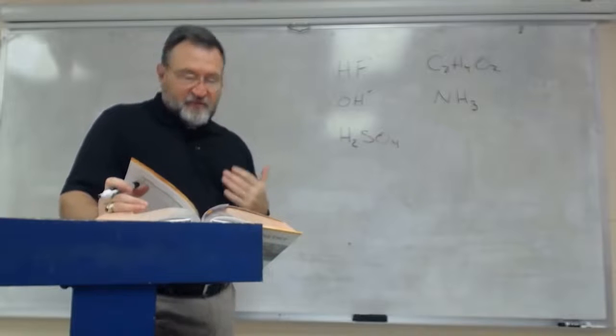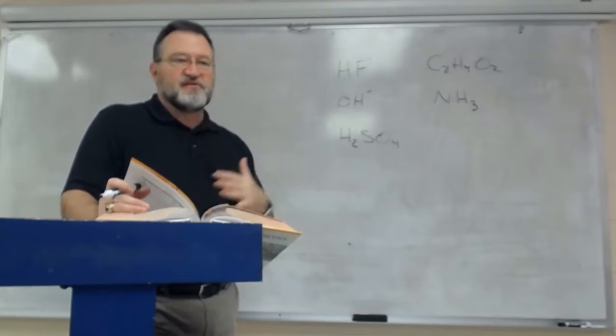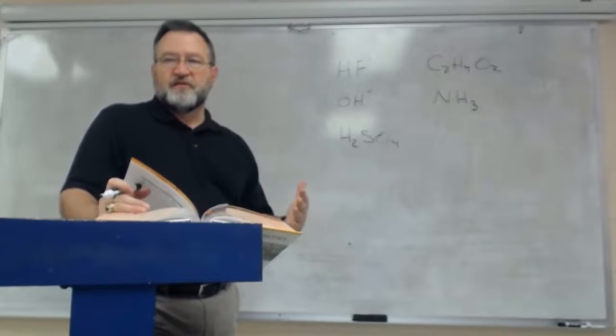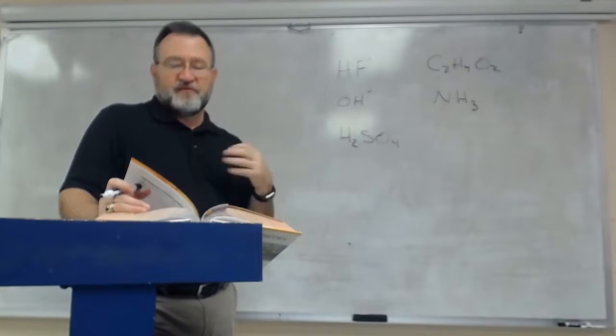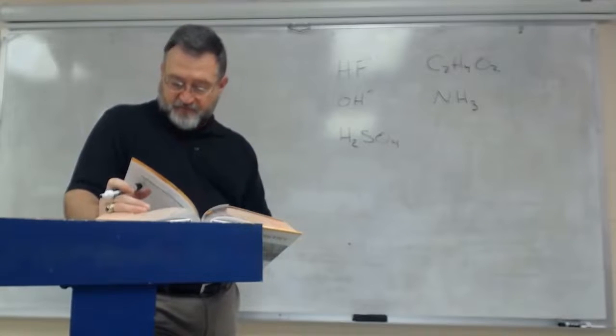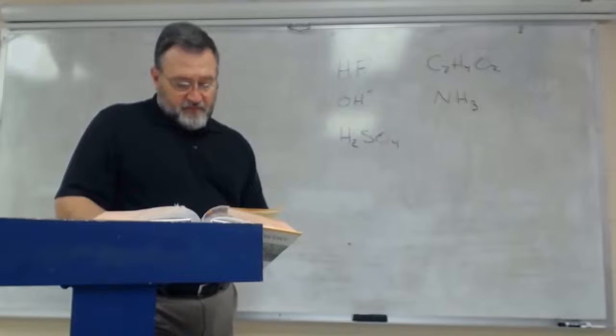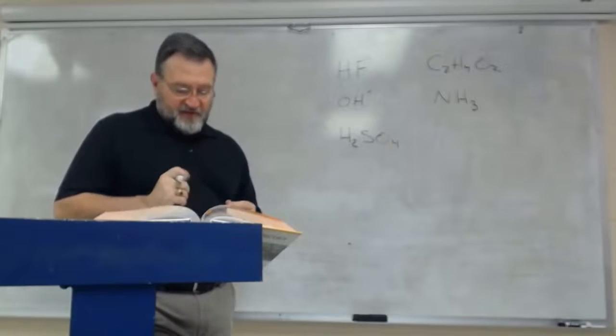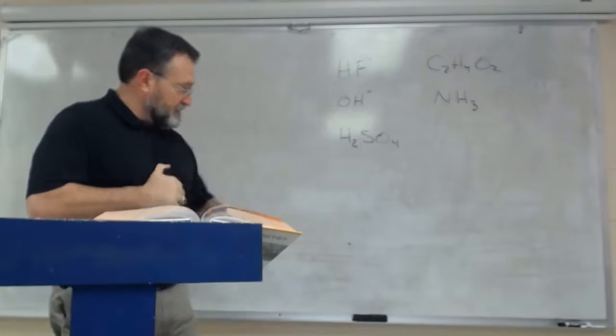And again, as in the text, what I'm doing is summarizing the key points of the text. I still encourage you to read the text, but these are the things that you need to know from the text. That's what I'm covering here in class. All right. Predicting reactions that occur between acids and bases. We're in the middle of 324.